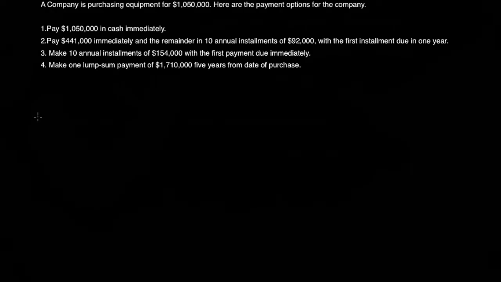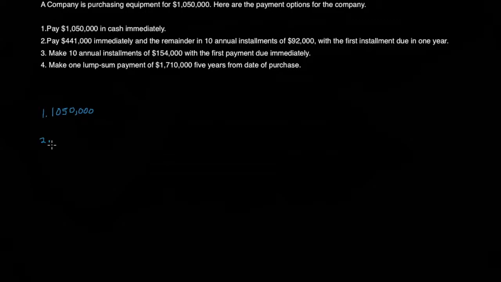So number one is pretty straightforward. It says pay $1,050,000 in cash immediately. So for number one, we're just going to write $1,050,000 there. And that's all we do because there's no present or future value of money there. So number two, pay $441,000 immediately, and then the remainder in 10 annual installments of $92,000.